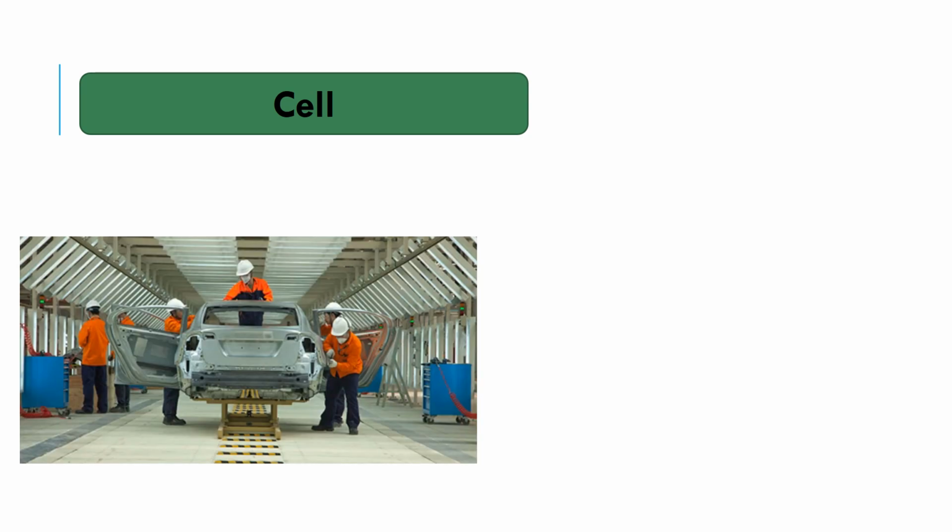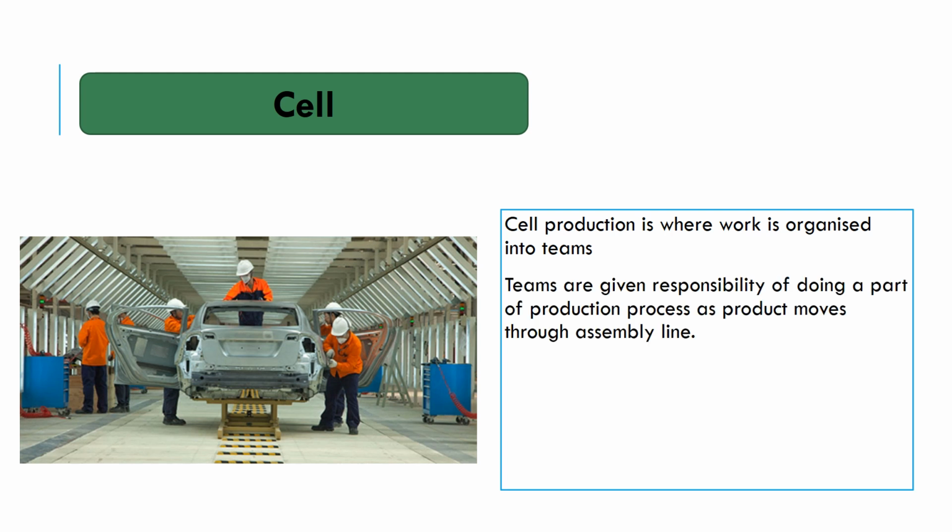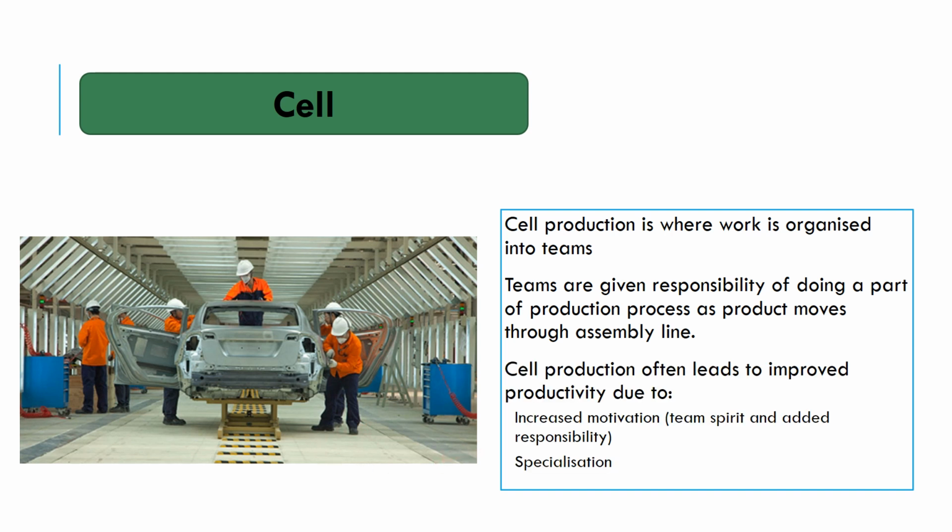Cell production is a form of flow production where the work is organised into teams. Teams are given responsibility for doing a part of the production process as the product moves by along the assembly line. So each little cell of staff are posted at each stage, and as the product moves through the assembly line, the team come and they do what they have to do to get them through that stage of production, and then the good moves on to the next stage.